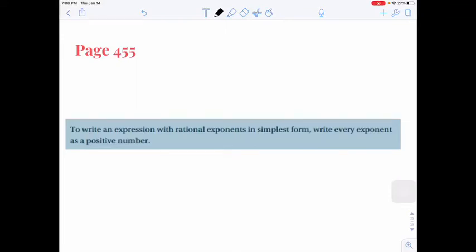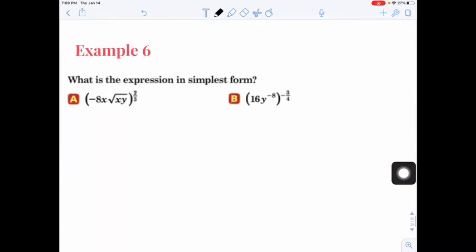Section 6.4, example 6. On page 455, we have to write an expression with rational exponents in simplest form. Write every exponent as a positive number. So in example 6, it says, what is the expression in simplest form? For part A, we have negative 8x times the square root of xy, all raised to the 2/3 power.